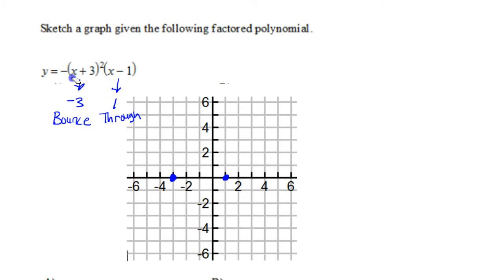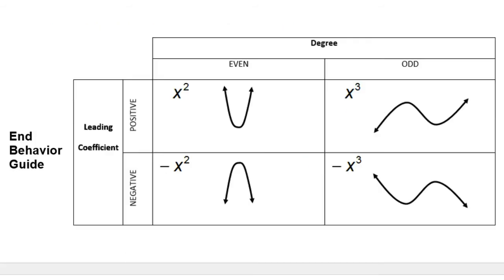Pay attention to the degree of this. Now, there are 2 of these factors and 1 of these. So the degree is 3. Okay, that is odd. Odd degree. Alright, 2 of these, 1 of these, that's 3, that's odd. Why do I keep saying that over and over again?